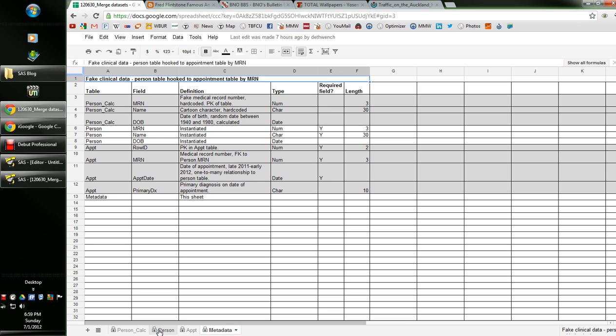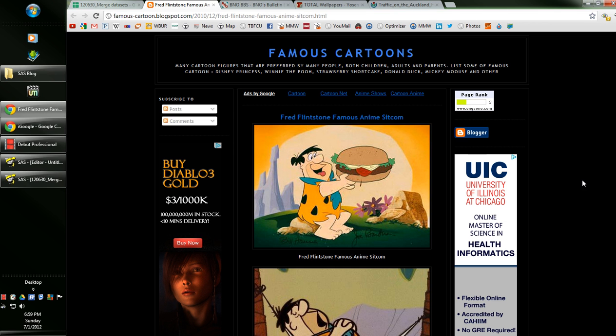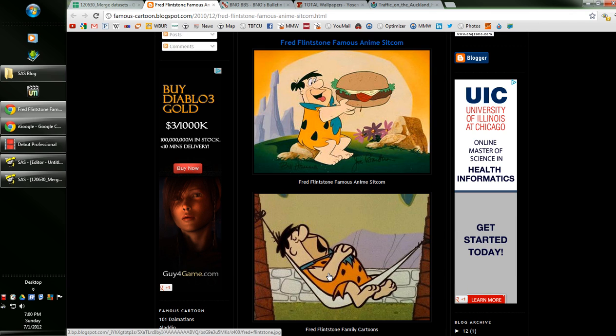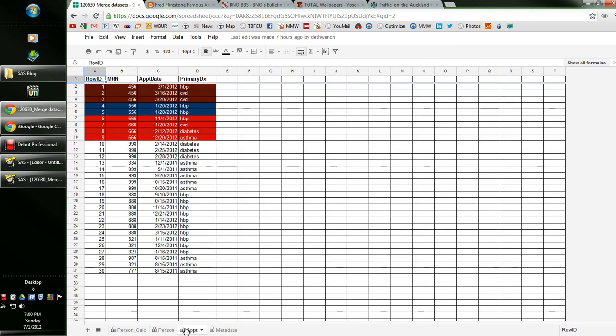Let's just quickly go through a few cases here. Here's a person table. Looking under medical record number 456, we've got Fred Flintstone here, born in 1930. Exhibit A, there's a link on my blog. Risk factor number 1, obesity. Risk factor number 2, diet. Scroll down here. Risk factor 3, sedentarism. Over here, remember this medical record of 456, we're going to follow him to the appointment table. What do we see? We see three appointments for 456, all in March. High blood pressure, couple for CVD. All right.